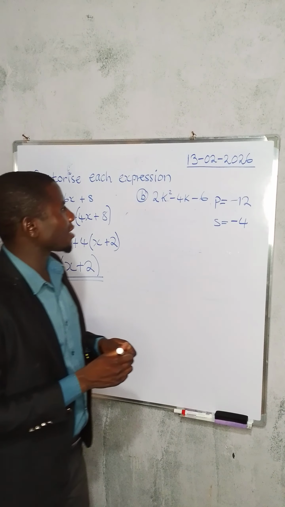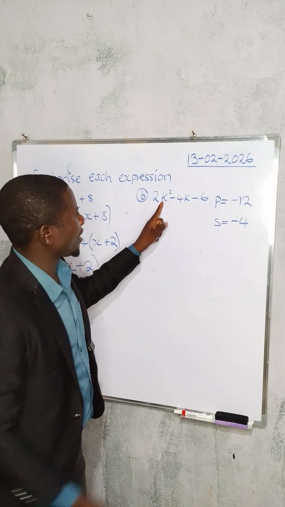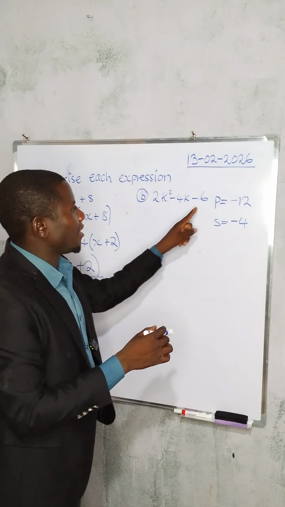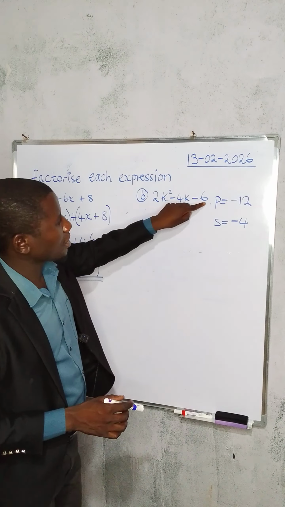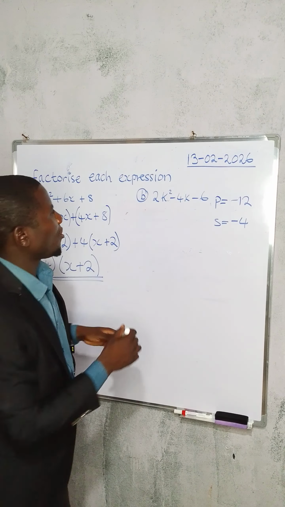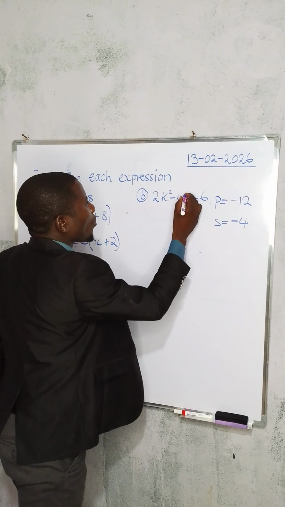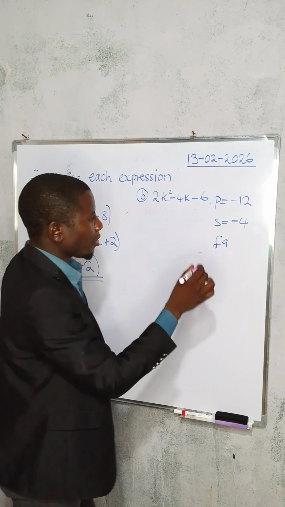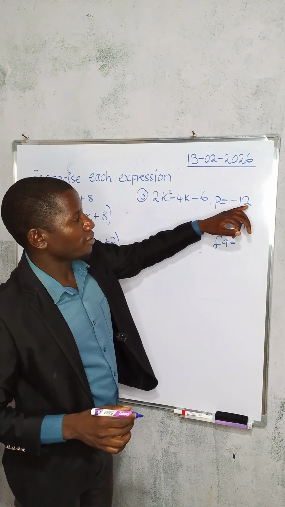You get your product by multiplying the coefficient of the first term there by the last number, which is our constant there. So that is our negative 12 there. 2 times negative 6 we have negative 12. And this is our sum. Okay. So now the next thing, we are supposed to now find the factors. Those two numbers, which when we multiply them, should give us negative 12.